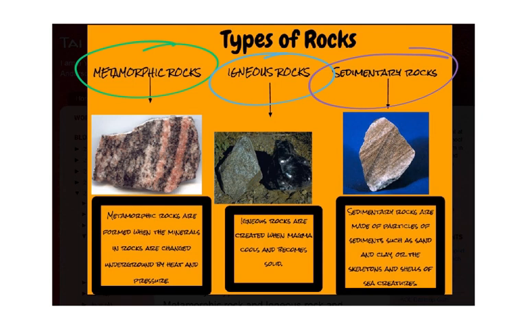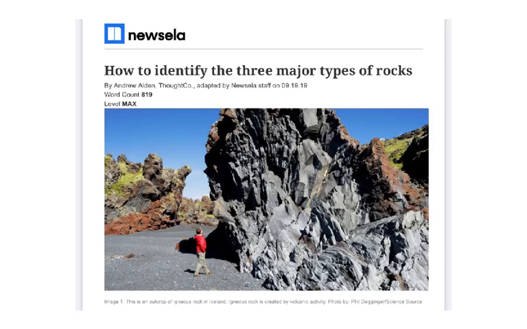So we're going to go into some more detail about this. That was just a quick review, but I hope you remember some of it from yesterday. And we are going to read this article. This article is called How to Identify the Three Major Types of Rocks. This is written by Andrew Alden, and this comes from News ELA, which is a great website, very helpful. You can change the leveling, so if it's too hard for you, you can make it a little easier, which is a great tool to have.